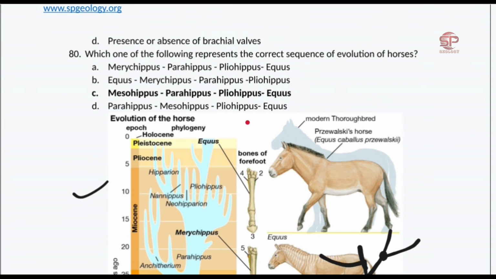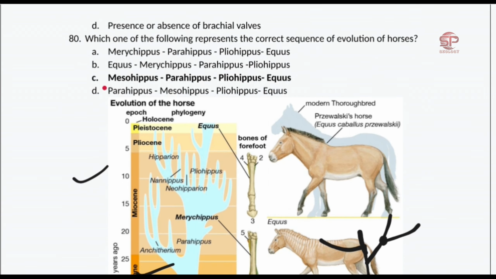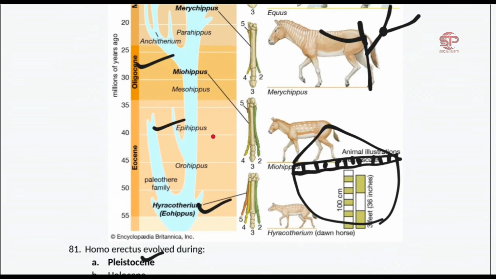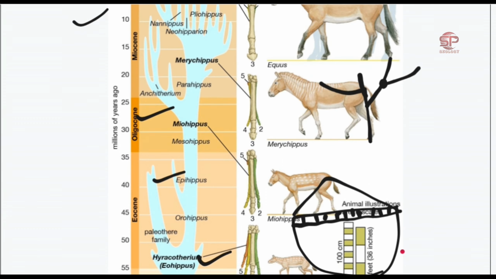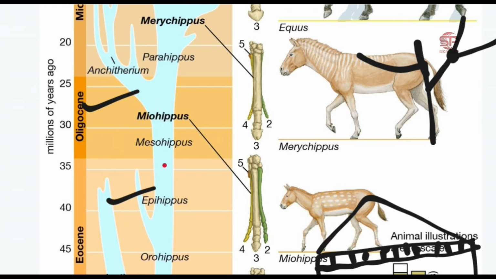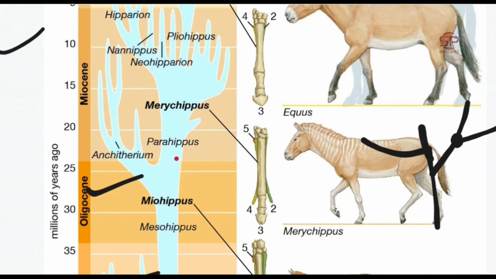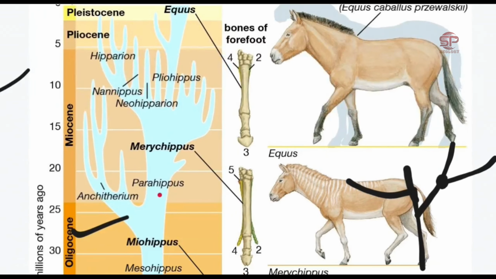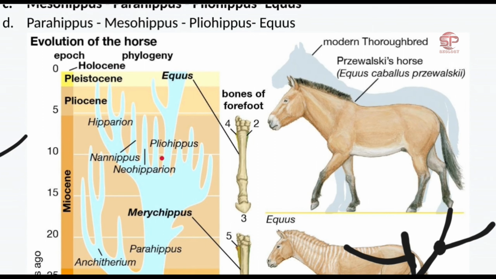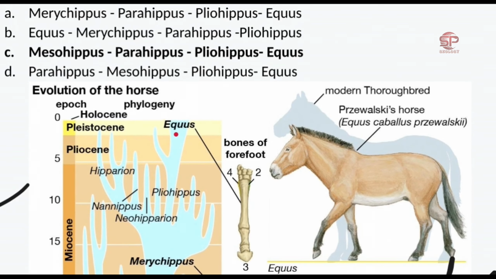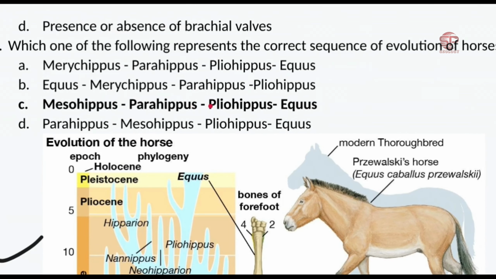When it comes to which one of the following represents the correct sequence of evolution of horses, see here first we'll find Eohippus, then Mesohippus, then Parahippus, then Equus. So this will be the correct order that represents the evolution of the horse.